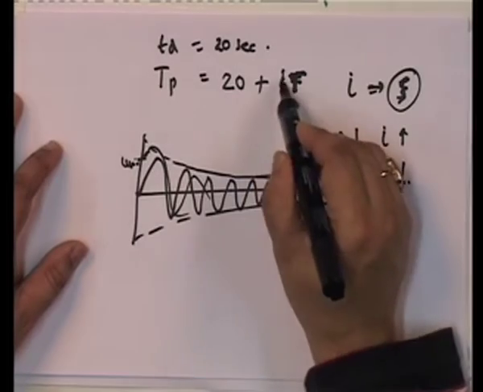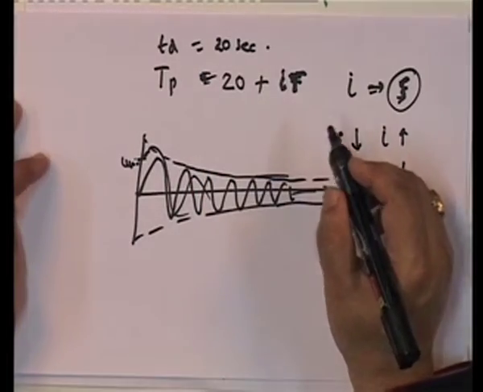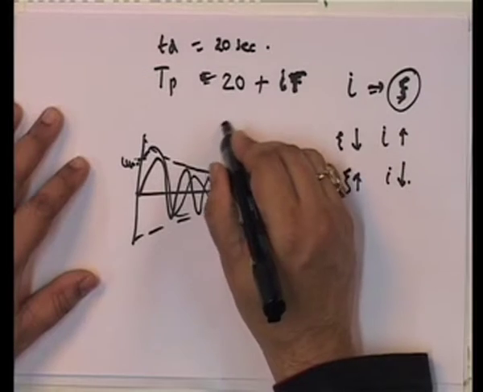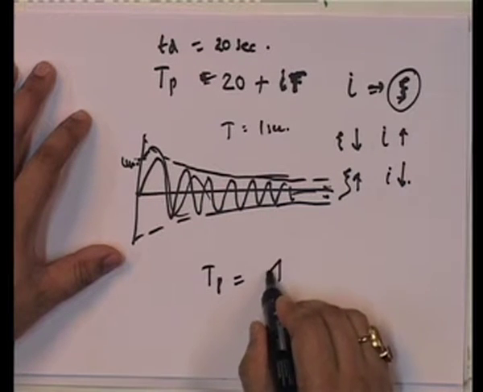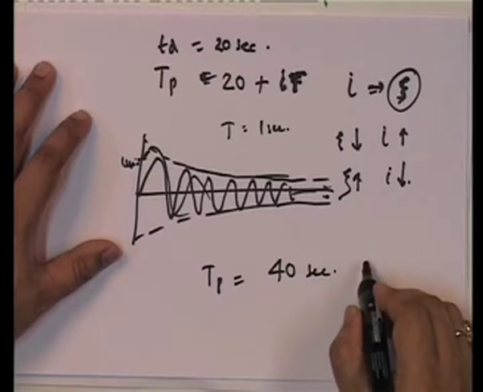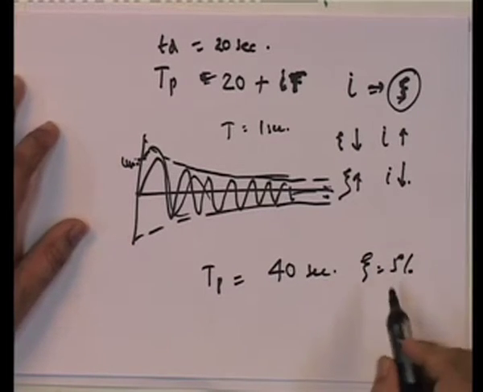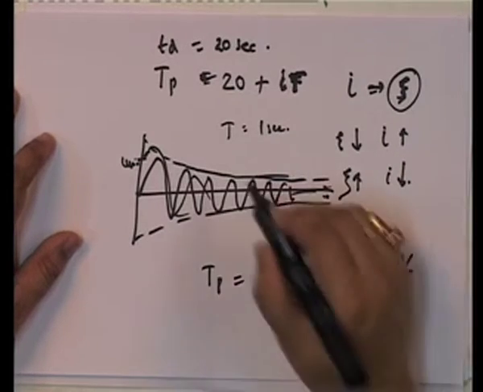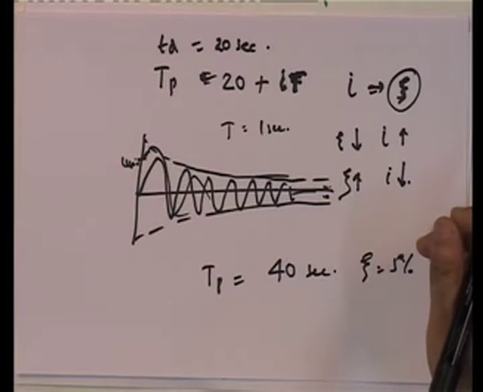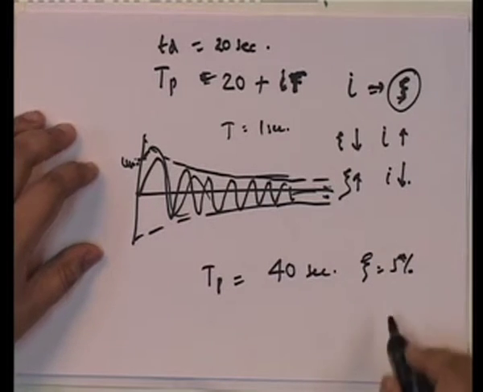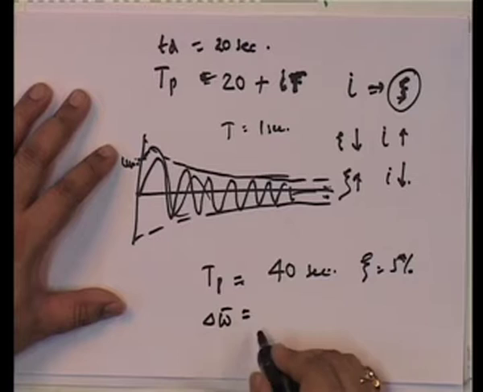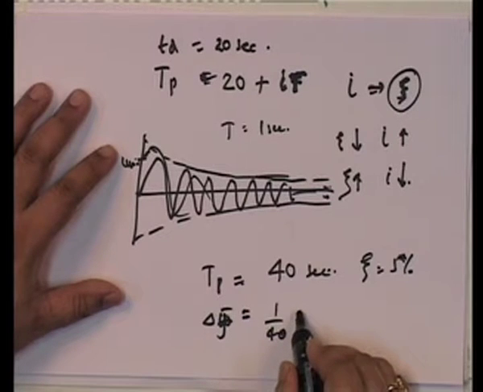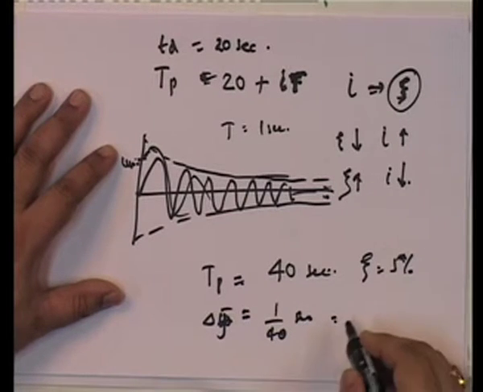So, therefore, Tp is typically of the order of about, if you have a time period of about 1 second, Tp would typically be of the order of about 40 seconds for a xi equal to 5%. Why? Because 20 cycles of 5% brings it down to a sufficiently small value such that errors are not introduced. So, if Tp is 40 seconds, then automatically delta f is equal to 1 over 40 seconds, which is equal to what?